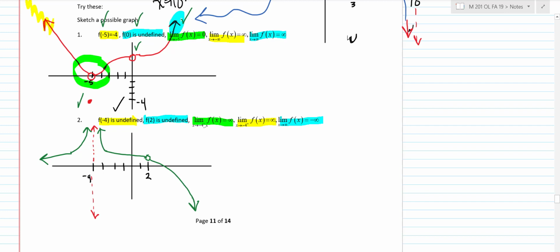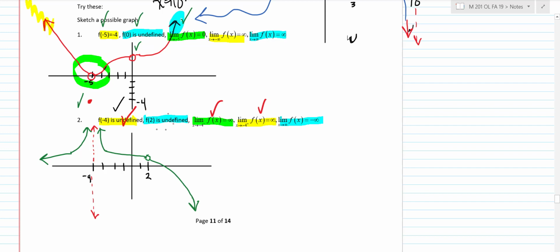The reason I know there's an asymptote is because the left-hand limit at negative 4 goes to infinity. Anytime you're going to infinity on the left-hand side of something, you probably have an asymptote. The right-hand limits also go to infinity. So basically, you want to have an asymptote here, with the left and right-hand limits around that asymptote going to infinity.